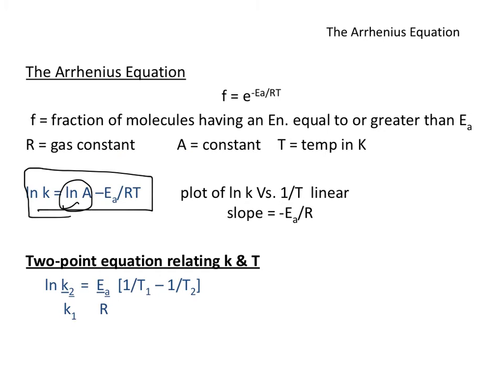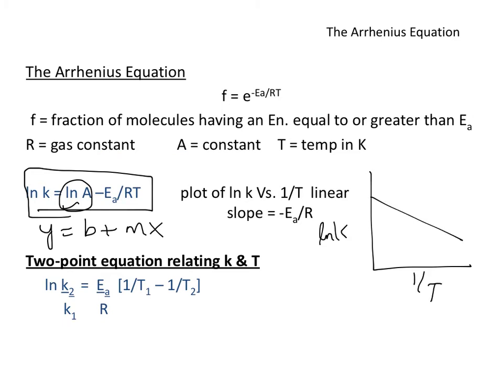So one can say that this is of the format y is equal to mx plus b, where if you try to plot the natural log of k versus 1 over T, then it should be a negative curve, the slope of which should be negative Ea over R, because that's the slope, and the intercept right here is going to be natural log of A. So you should be able to determine the value for any given system if required. Okay.